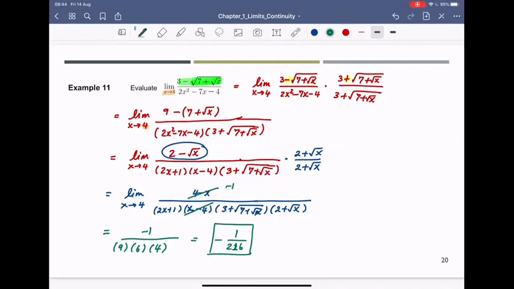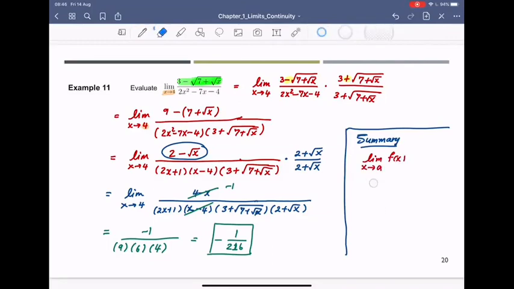So for now, you have learned that. To sum up to this point, you have learned that if you are trying to compute the limit of f(x) when x approaches a, and you get the 0/0 form, you already have two techniques with you, which are factoring and conjugate.